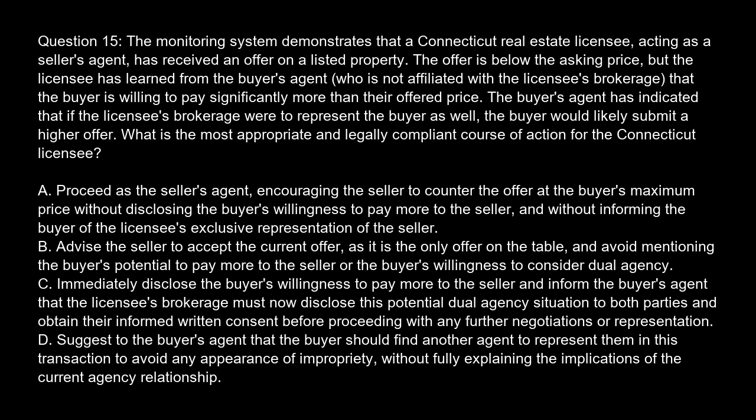Option C. Immediately disclose the buyer's willingness to pay more to the seller, and inform the buyer's agent that the licensee's brokerage must now disclose this potential dual agency situation to both parties and obtain their informed written consent before proceeding with any further negotiations or representation. Option D. Suggest to the buyer's agent that the buyer should find another agent to represent them in this transaction to avoid any appearance of impropriety, without fully explaining the implications of the current agency relationship.